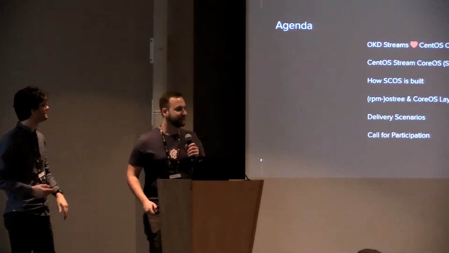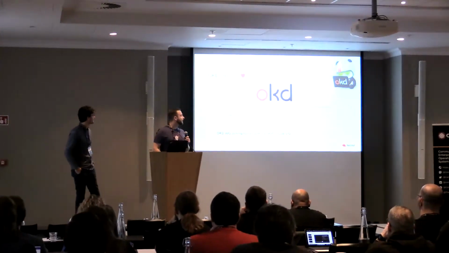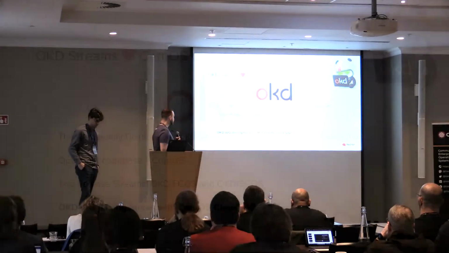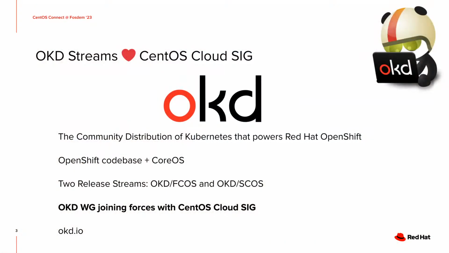We're actually going to skip ahead over the agenda real quick. So OKD, if you're not aware, is the community distribution of Kubernetes that powers Red Hat OpenShift. It's the OpenShift code base running on top of CoreOS. CoreOS, in this case, can be either of two release streams. It can be OKD on top of Fedora CoreOS, aka FCOS, or OKD running on top of SCOS, which is the new CentOS Stream CoreOS.